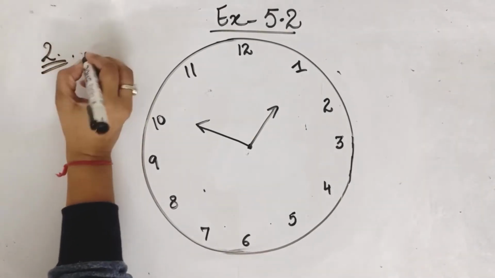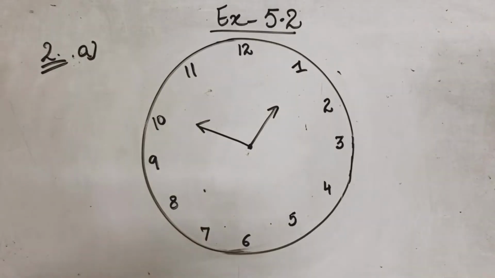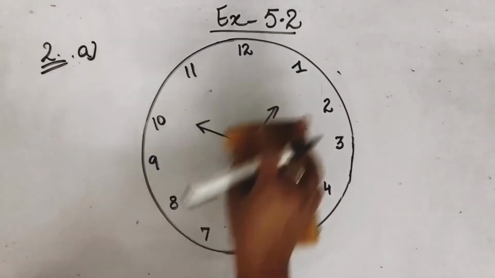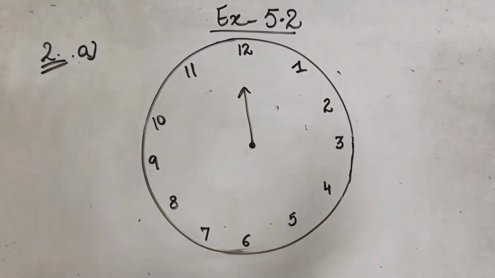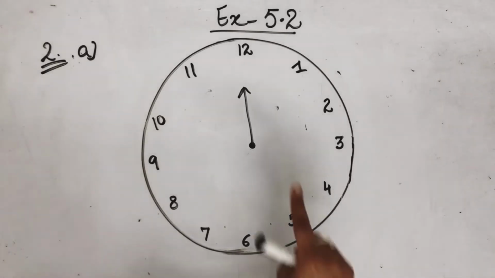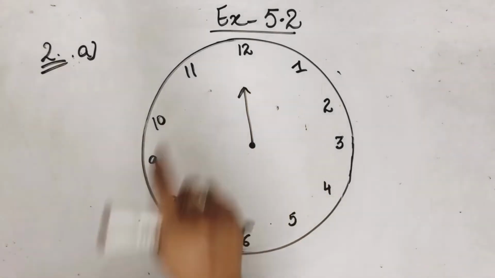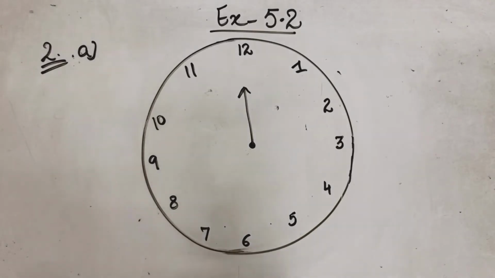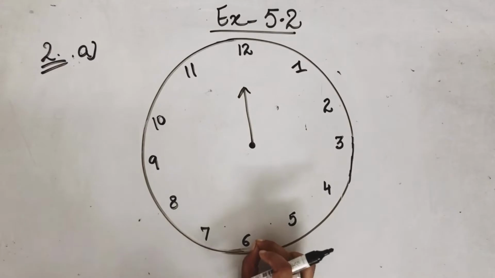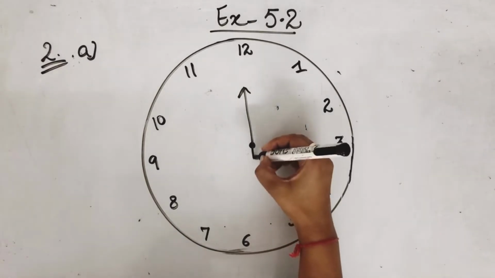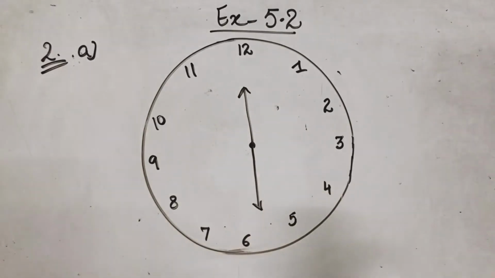Second question, A part. Where will the hand of a clock stop if it starts at 12? Now, the clock is starting from 12 and makes 1/2 of a revolution. Now what is 1 complete revolution? From 12 to 12. But we have to take half revolution. So half of that will be at 6. So from 12 to 6.